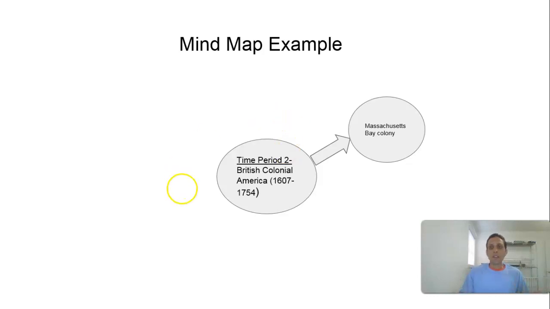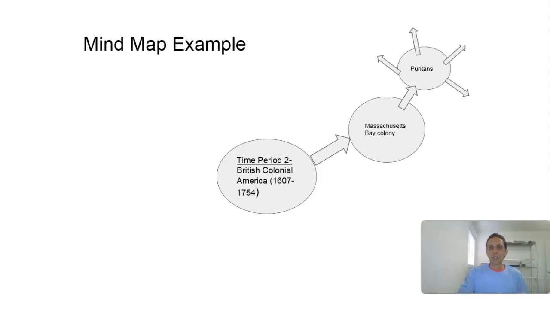Now, you thought of Massachusetts Bay. What do you know about Massachusetts Bay? What comes to your mind? To me, the first thing that pops into my mind is the Puritans, because I know the Puritans are the dominant religion in Massachusetts Bay. Then you might branch off: what characteristics do I know about the Puritans? What do I think about when I think about the Puritans?